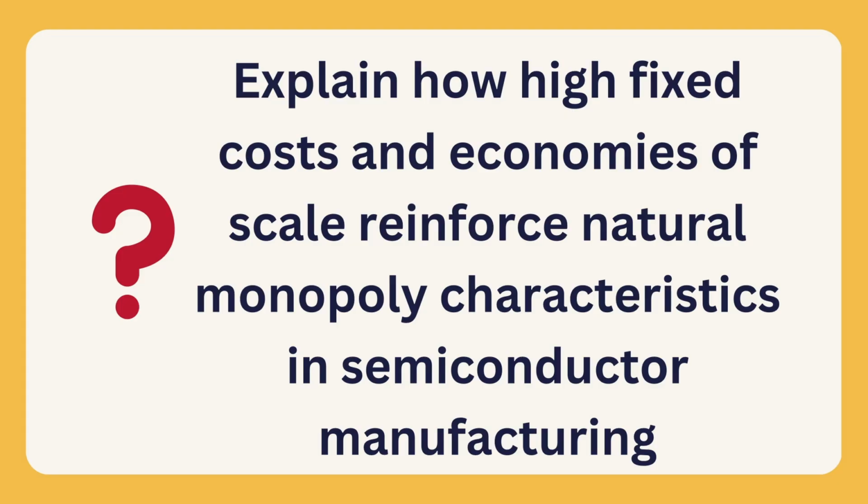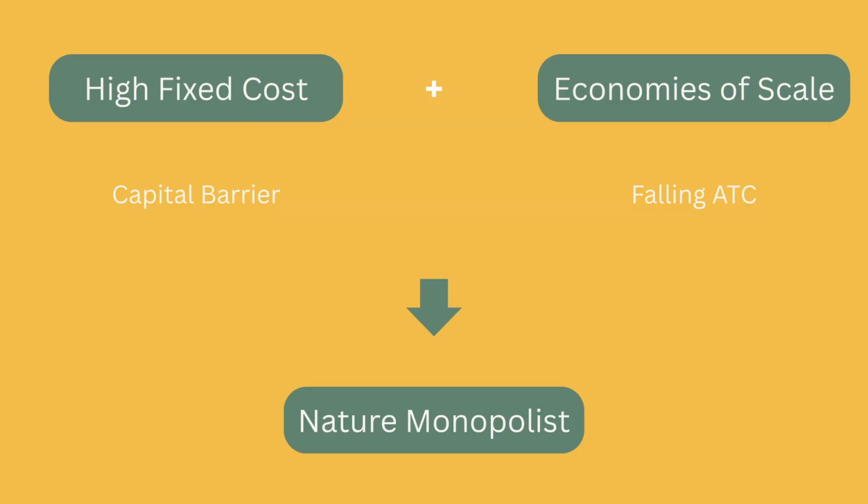Explain how high fixed costs and economies of scale reinforce natural monopoly characteristics in semiconductor manufacturing. First is economies of scale. Because TSMC has extremely high fixed costs and falling average total cost as production increases, the industry shows economy of scale. As TSMC increases its production volume, the average total cost, ATC, per chip falls because the massive fixed costs are spread over a much larger number of units.